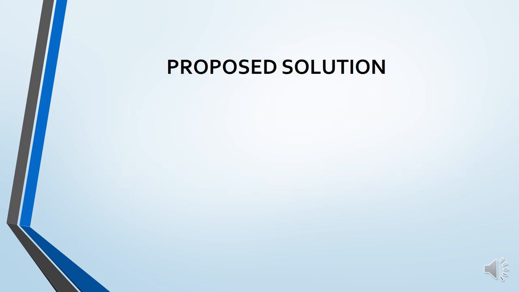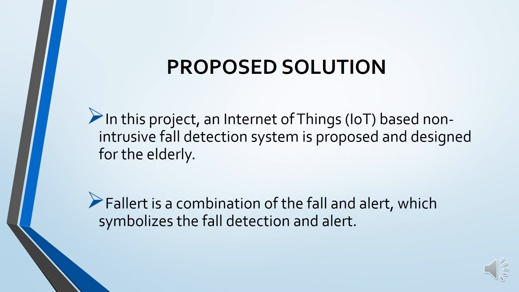So, for the proposed solution, in this project, an Internet of Things (IoT)-based non-intrusive fall detection system is proposed and designed for the elderly. Fallert is a combination of fall and alert, which symbolizes fall detection and alert.